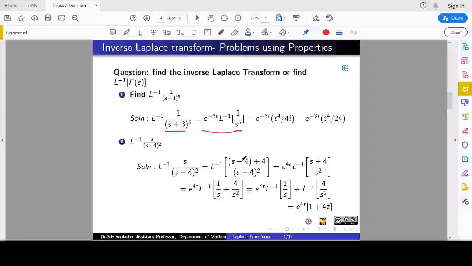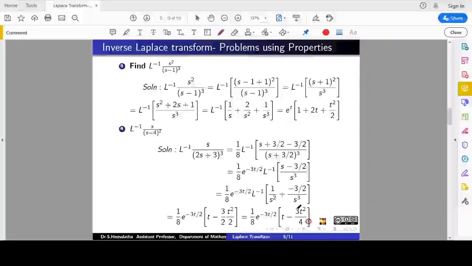And now you observe that wherever I have s, it is in the s minus 4 form. So I can apply the shifting property by writing e power 4t. So this s minus 4 becomes s. Just observe this. This is transformed as s, and this is also transformed as s, giving s plus 4 by s square. As we have done in the earlier case, it's a common denominator, so split and then find the value of the inverse.